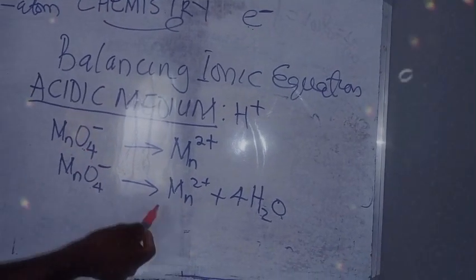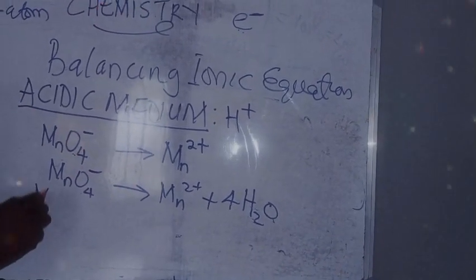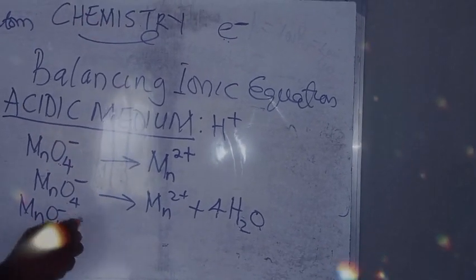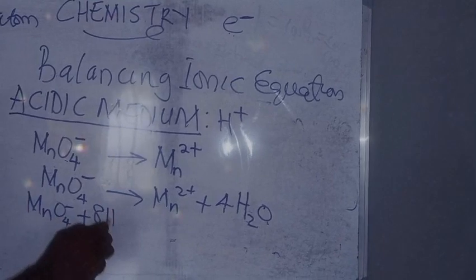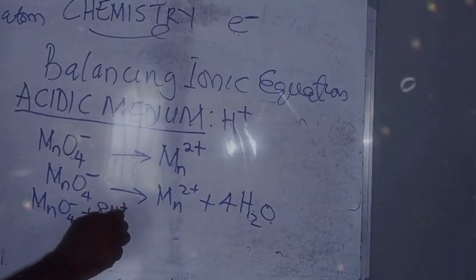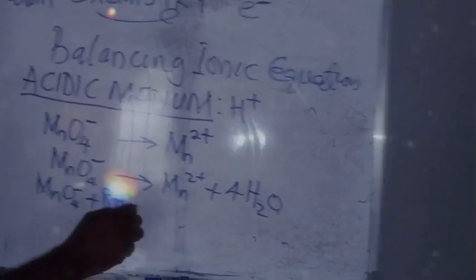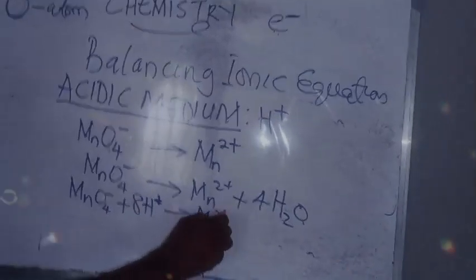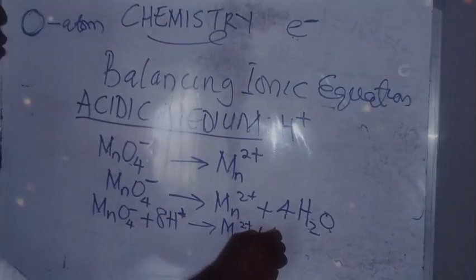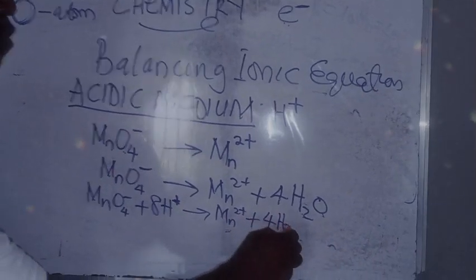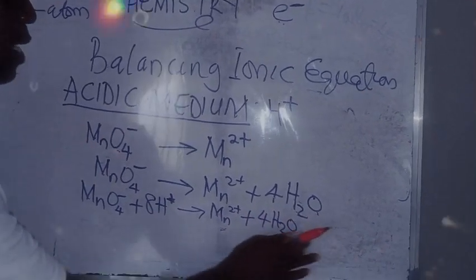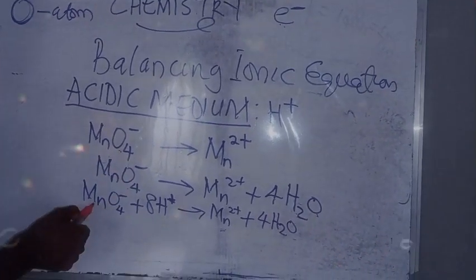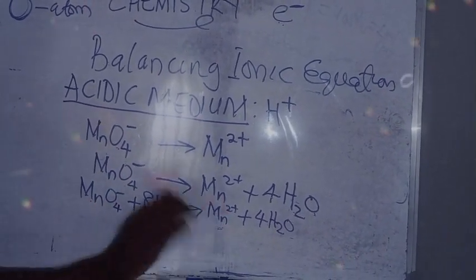So that means we need to introduce 8. So we have MnO4 minus plus 8 hydrogen ion, because this symbolizes acidity, okay? Giving us Mn2+ plus 4 molecules of water. Then the other element we need to look at is our manganese, Mn. Manganese is one atom here, 1 atom here, so it's balanced.